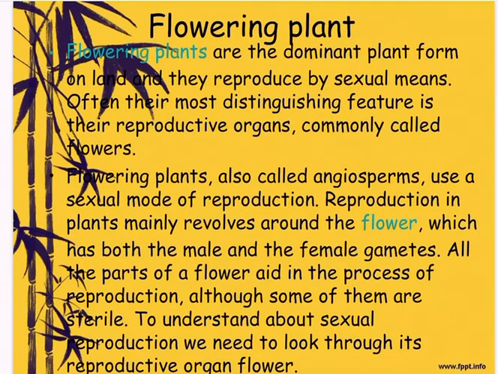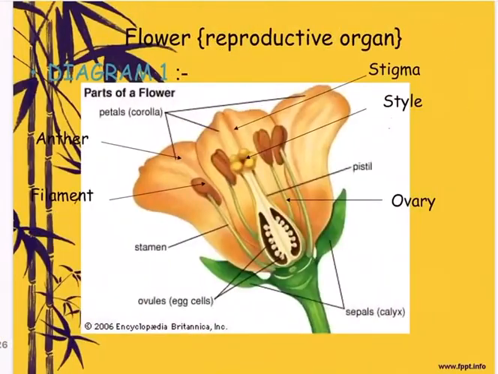Flowering plants, as we call them angiosperms, use sexual mode of reproduction. Reproduction in plants mainly revolves around the flower, which has both male as well as female gametes. All the parts of a flower help in the process of reproduction, although some of them are sterile. To understand sexual reproduction, we need to look through its reproductive organ, that is flower. So let's see this. We are taking the vertical section of the flower here, vertical top to bottom, to understand various whorls.